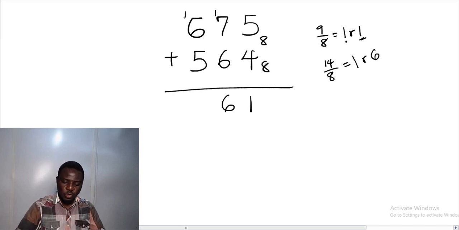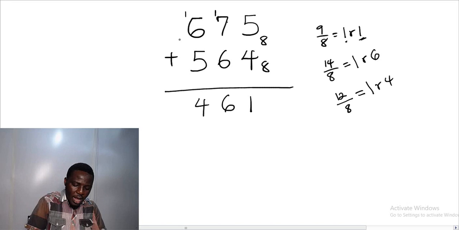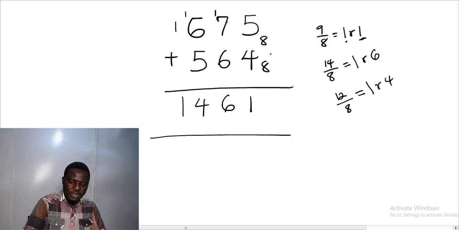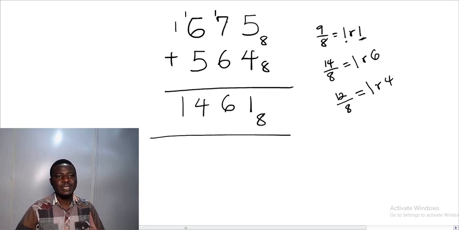7 plus 5 gives us 12, of which 12 is not a digit in base 8. So I'm going to divide 12 by 8. And 12 divided by 8 is said to be 1 remainder 4. I'll write down the 4 and pick my 1 up here. So 1 plus 0 gives me 1. So 675 base 8 plus 564 base 8 is equal to 1461 base 8. Let's take some examples on subtraction.